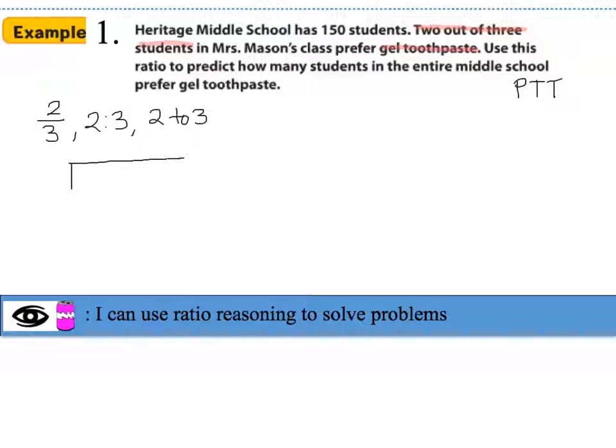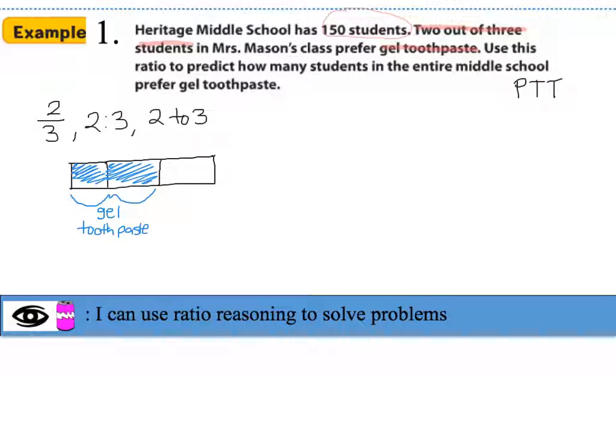A total of 3 boxes, because that's the total amount. And I'm going to call 2 of them gel toothpaste. So these 2 are gel toothpaste. The empty box could be the students that don't like gel toothpaste. When you read the problem, it says that the total amount of students at the school is 150 students.